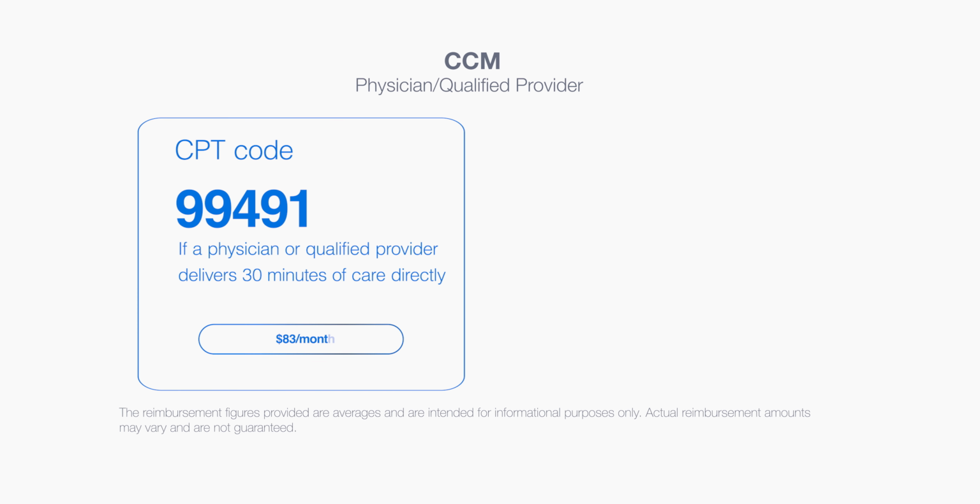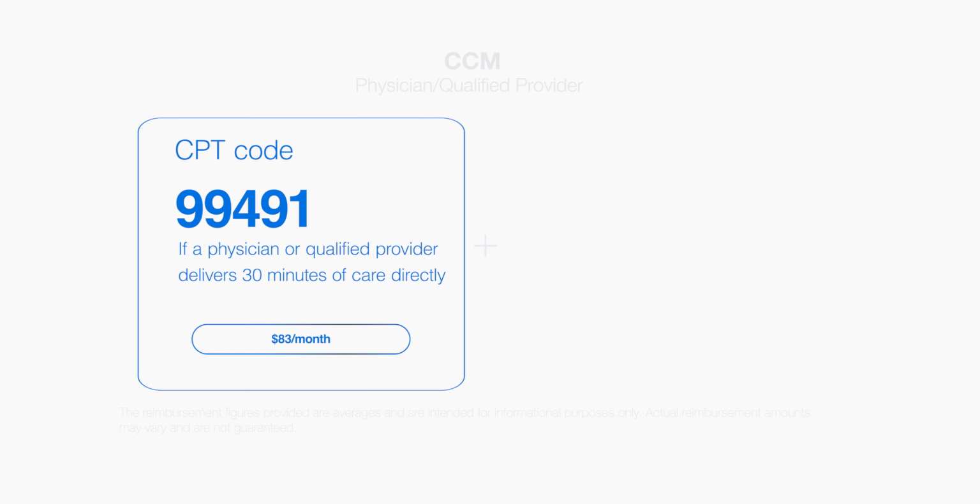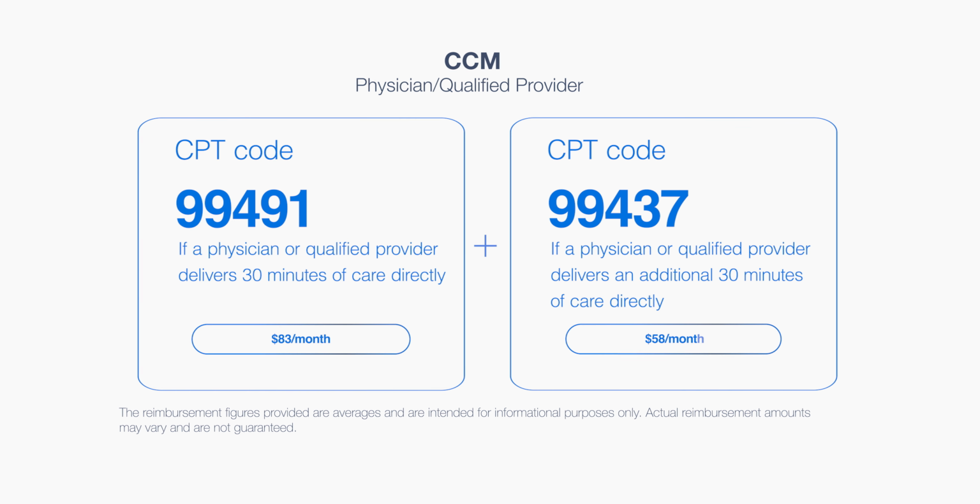Next, CPT code 99491. This code is used when a provider, not staff, personally delivers the CCM service. To bill this, the provider must spend at least 30 minutes of time. And you can add another 30 minutes with add-on code 99437. These reimbursements are higher and they vary based on your location. Here are average reimbursement rates by a few states to give you a better picture.